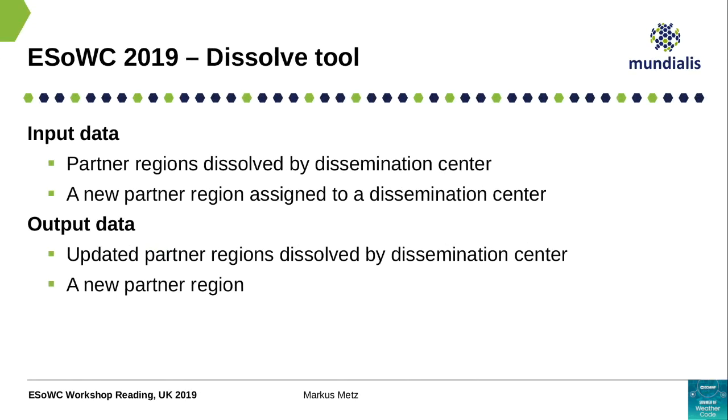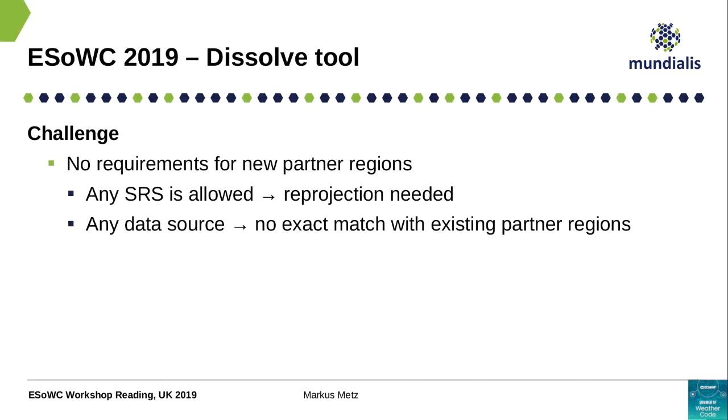So the partner regions need to be dissolved. The input data consists of the existing partner regions that are already dissolved by dissemination center, and the new partner region that has been assigned to a dissemination center, and these need to be combined and dissolved. Output will be the updated partner regions, again dissolved by dissemination center, and the new partner region that has been cleaned of geometrical errors.